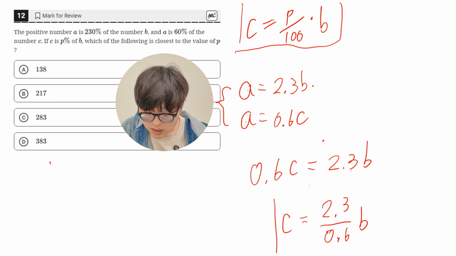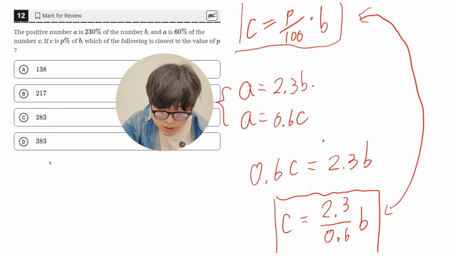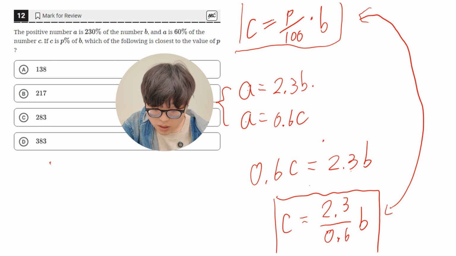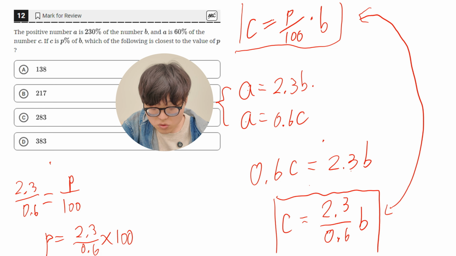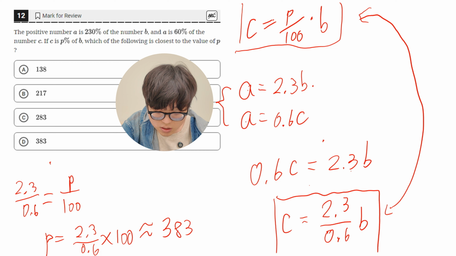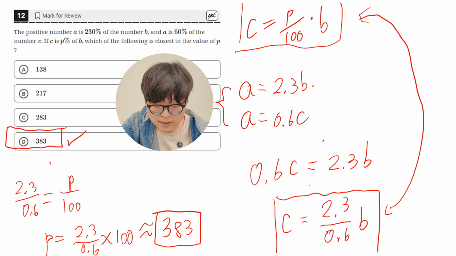We see here that our newly written equation has the same structure as what the question was asking before. All we have to do is find out the value of P. So 2.3 divided by 0.6 equals P over 100, which means P would be equal to 2.3 divided by 0.6 multiplied by 100. And if you use a calculator, you would get approximately 383, which, as you can see, corresponds to answer D here, which makes this the answer.